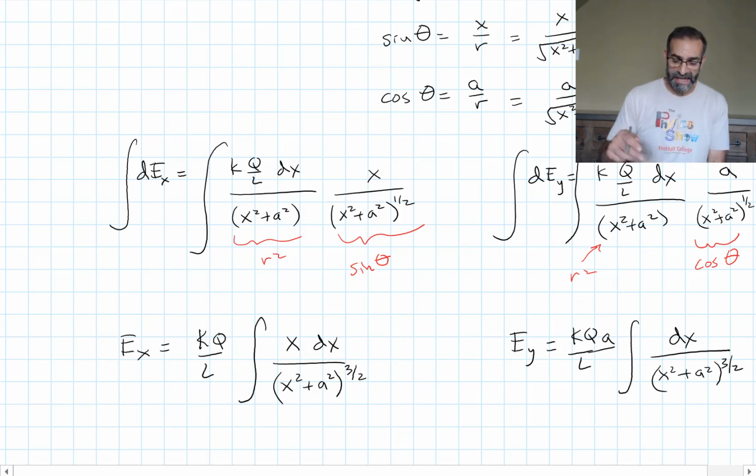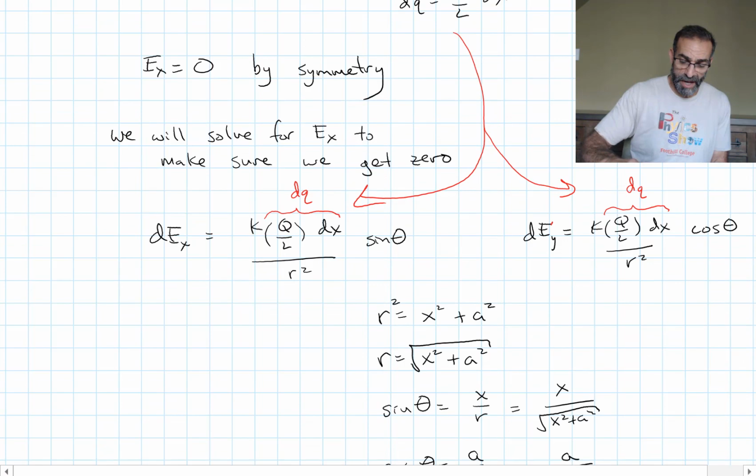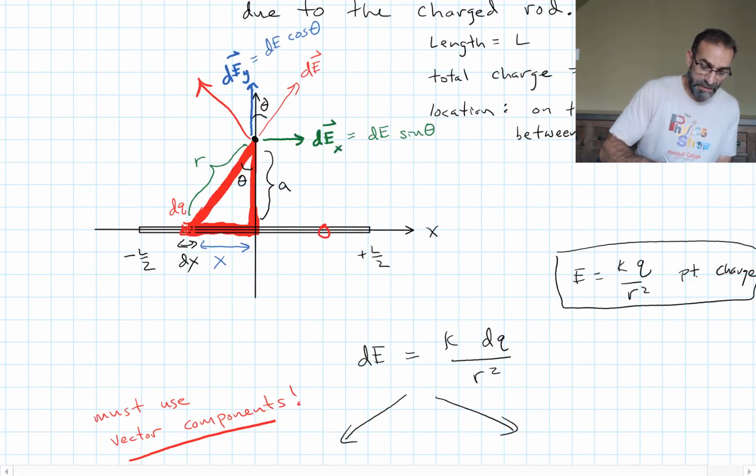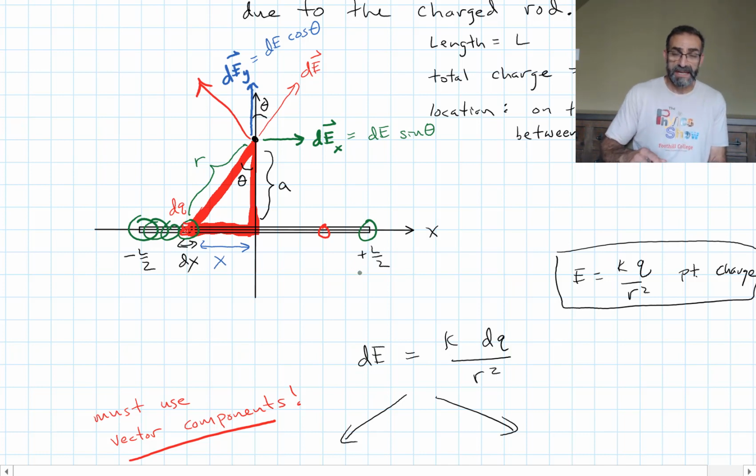What am I integrating over? The charge distribution. I'm adding up every little element of charge along my rod. So I'm integrating from negative L over 2, right? I could have charge out here. I could have charge here, here, here. I could have charge everywhere all the way up to x equals L over 2. So my limits of integration are negative L over 2 to positive L over 2.